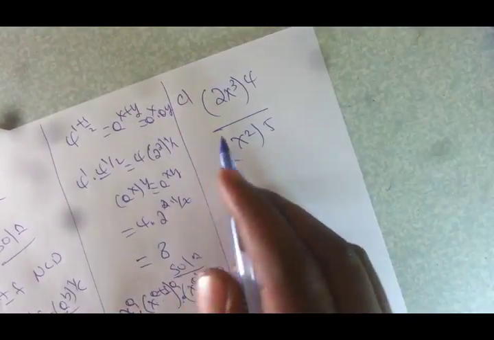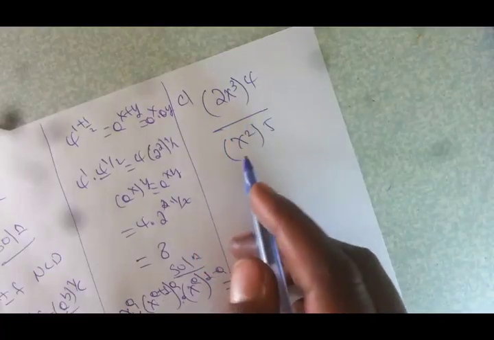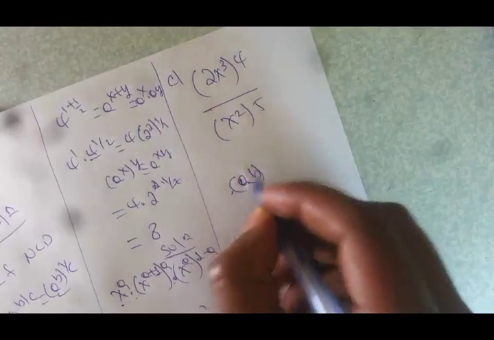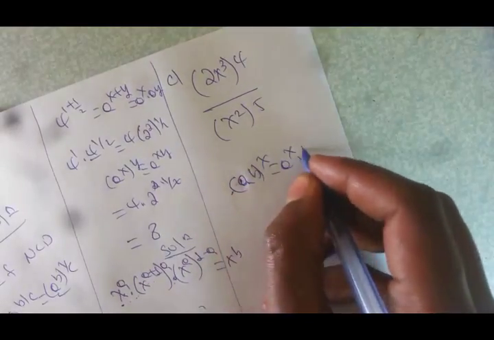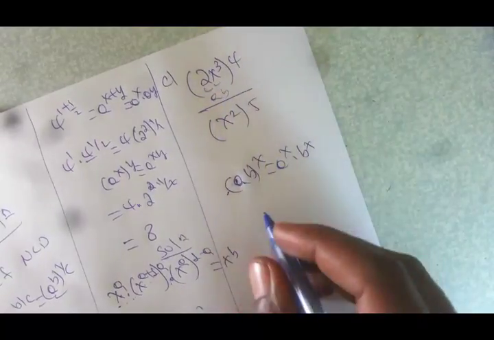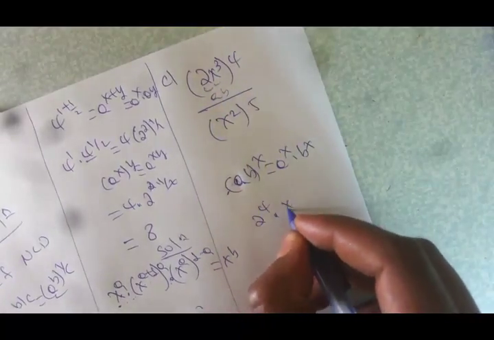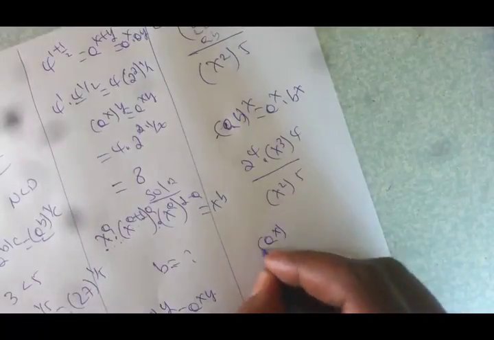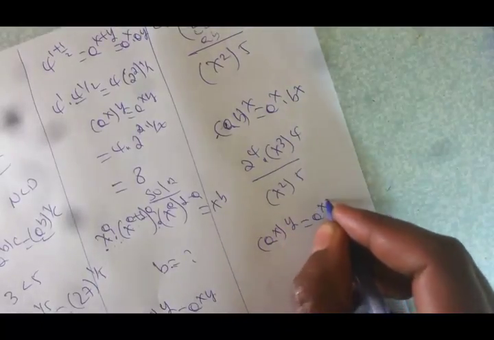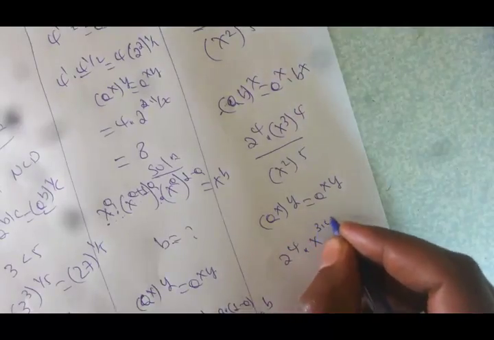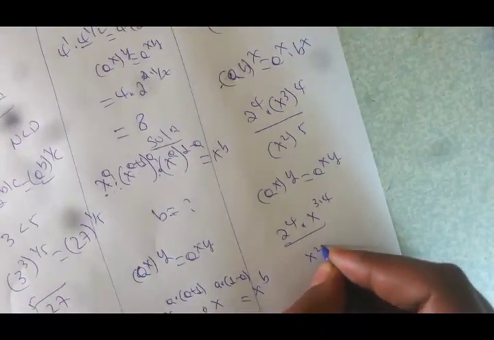And c is given 2x cube raised to 4 over x cube. We know that ab raised to x is equal to a raised to x times b raised to x. Therefore from this property, this is a, this is b. 2 raised to 4 times x cube raised to 4 over x square raised to 5. And we know that a raised to x raised to y is equal to a raised to xy.